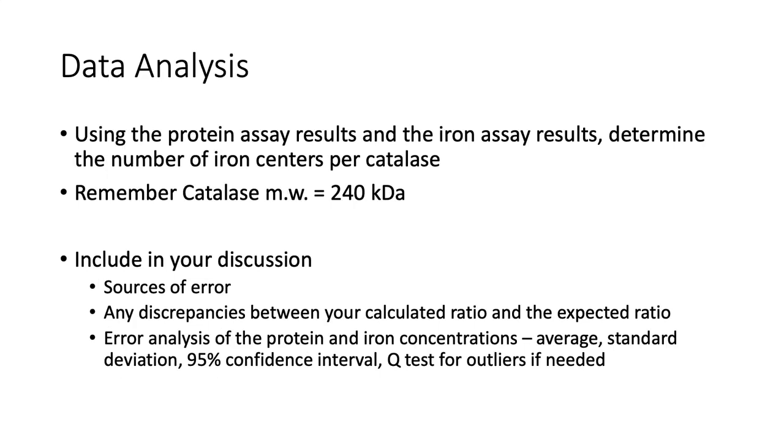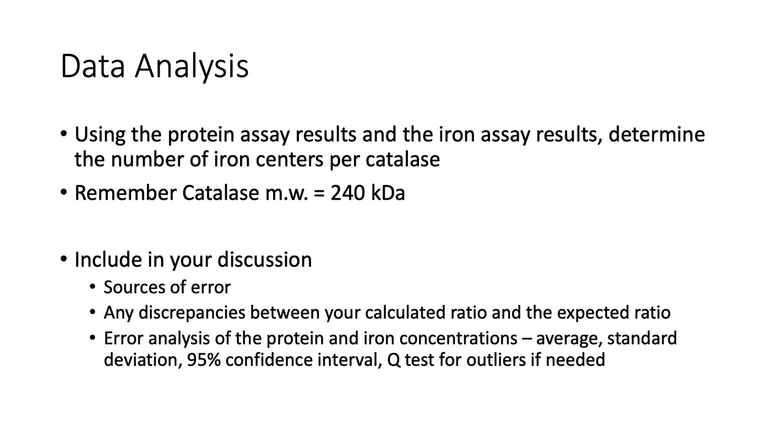The data analysis for this lab is going to be using the protein assay results and the iron assay results. You will determine the number of iron centers per Catalase. And so you have the micrograms per milliliter of your Catalase protein, so you can convert that using your molecular weight to moles of Catalase. And then you will also get your iron in micrograms per milliliter, and using the molecular weight of iron, you can convert that to moles and then do a mole to mole ratio of iron to Catalase. And hopefully your answer is somewhere around 4, if all goes well.